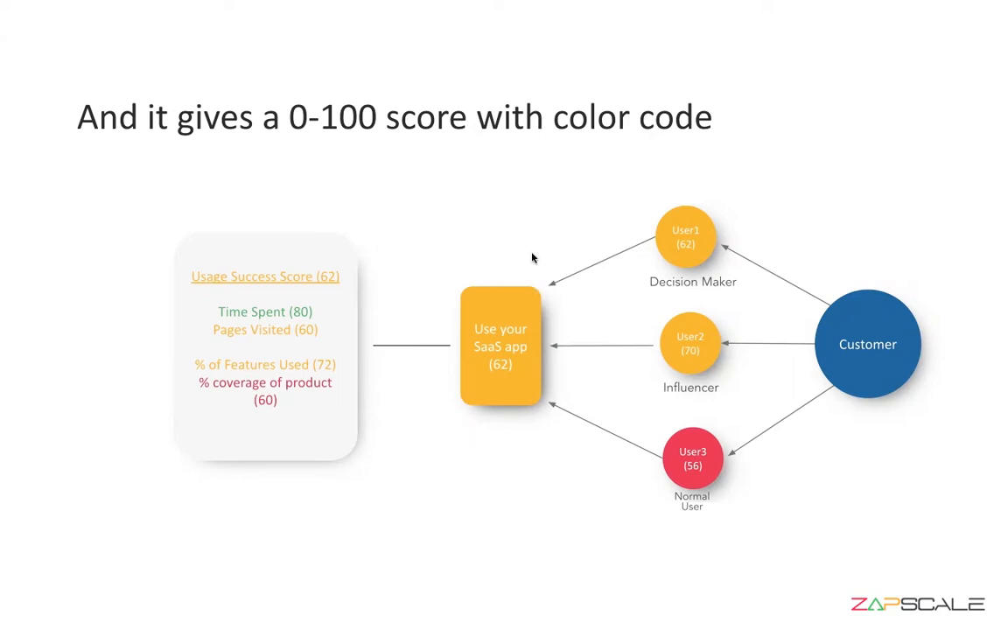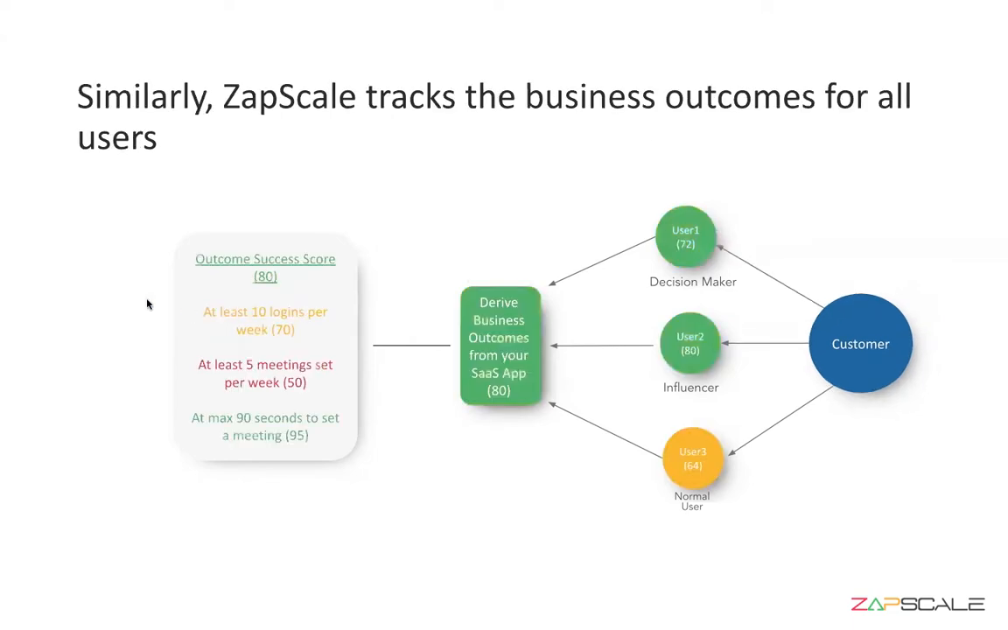Similarly, if we talk about outcomes, outcome KPIs are something which you can define for your product. If your product was something like Zoom or a Google Meet or online meetings, your outcomes would look typically like your users should at least log in 10 times in a week, should at least set 5 meetings. While setting up a meeting, it should not take them more than 90 seconds. So each of your users would then be again scored and color coded on each of these KPIs. Together, it would give you one user score. All your user scores combined together would give you your customer's outcome score.